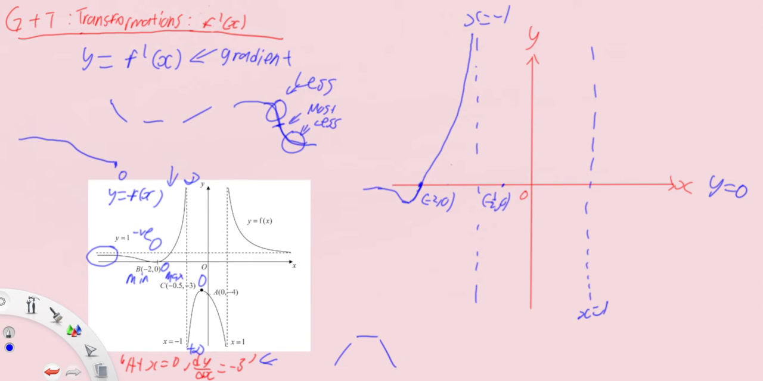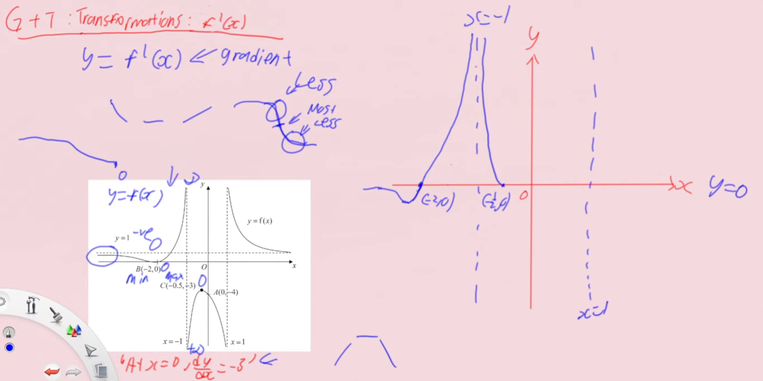And now instead of increasing at a decreasing rate, the gradient is now decreasing, right? It gets less and less positive until 0. So your gradient is decreasing at a decreasing rate. So your graph will look like this, starting from positive infinity, it will then go down here.